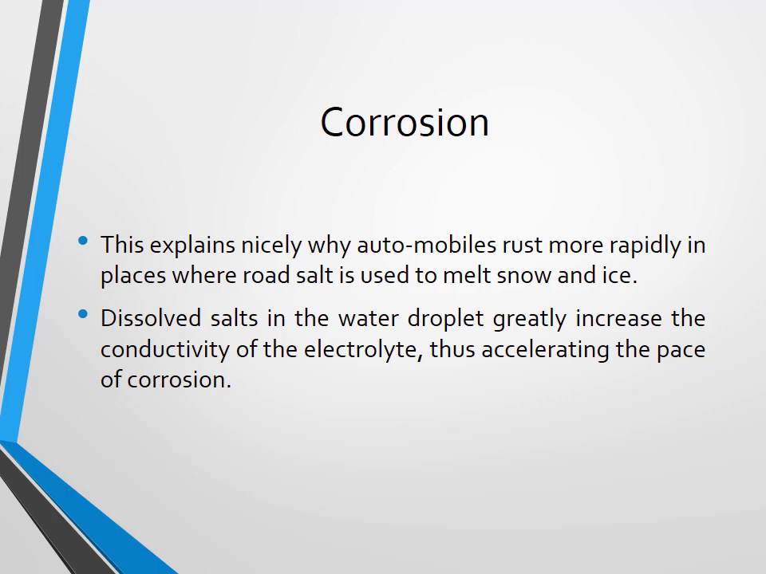This explains nicely why automobiles rust more rapidly in places where road salt is used to melt snow and ice. We can take the example of northern areas, where salt is used to melt the ice on the roads, and in those areas automobiles get corroded or rusted more than in other areas.